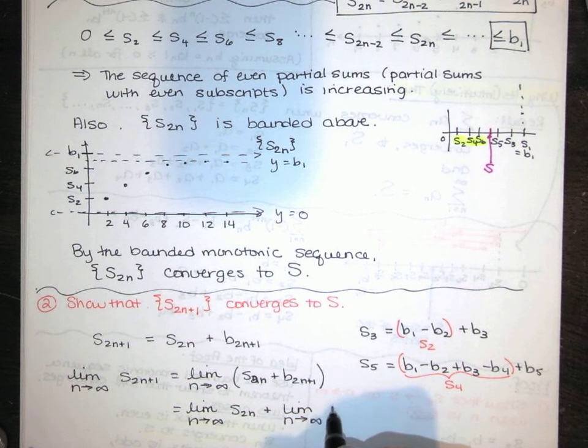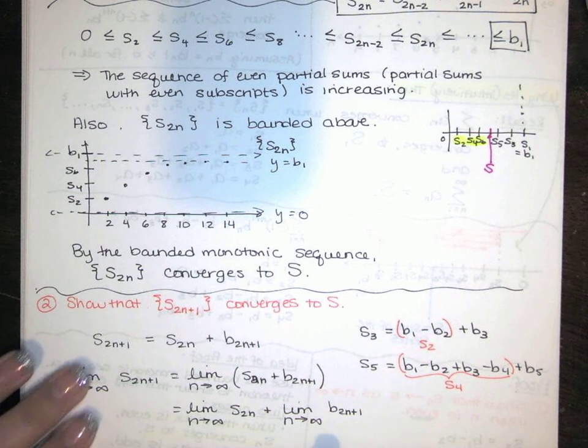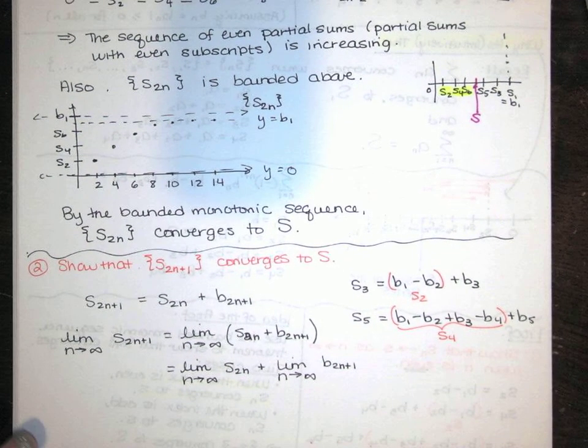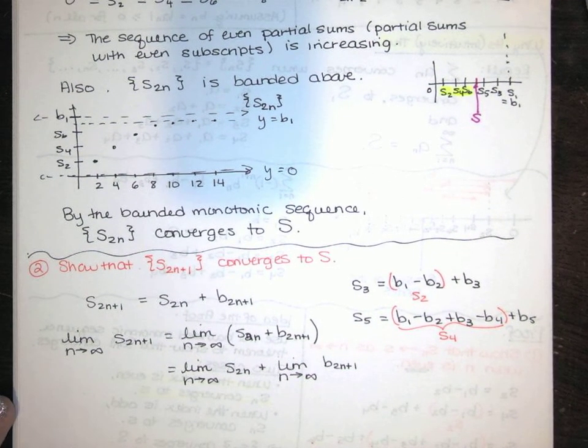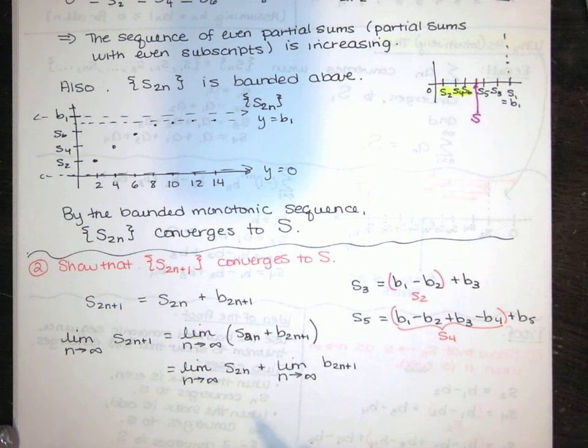Now if you're like, oh my goodness, Miss Townsend, that is a lot of information, that's okay. This is just for you to understand where it comes from. This is not required for testing. I'm not going to ask you to prove this yourself, but I wanted to show you at least once where this alternating series test comes from.